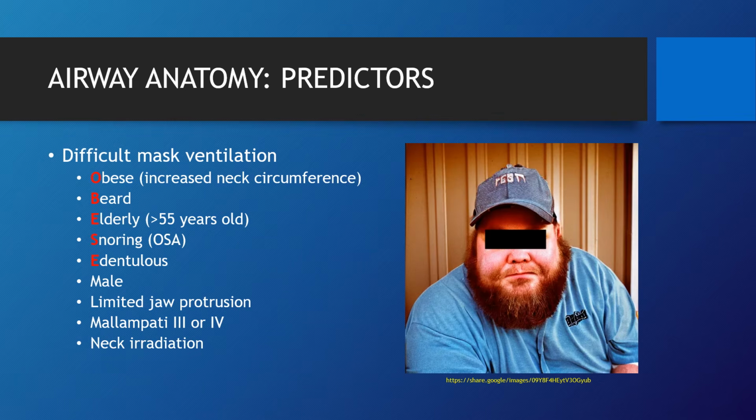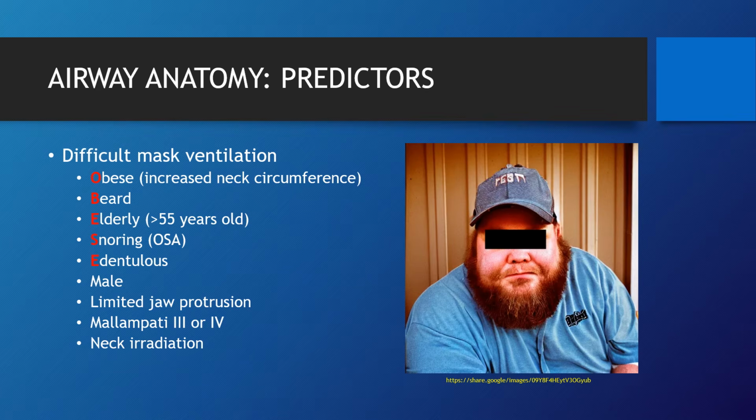So now we'll move on to airway anatomy predictors, and what we are talking about is predictors for mask ventilation, laryngoscopy, supraglottic airway placement, as well as surgical airway access. So we'll start with difficult mask ventilation.